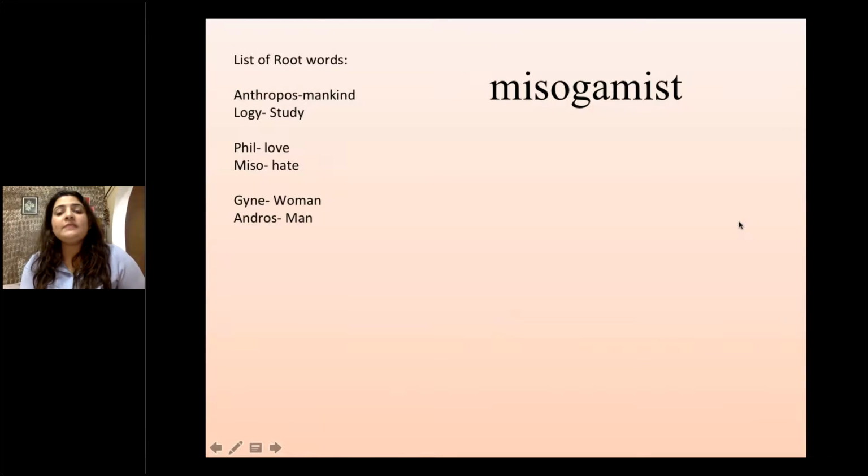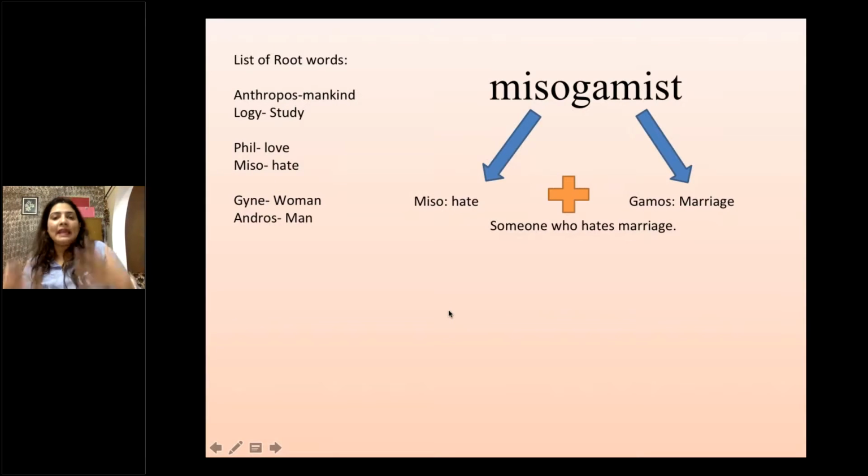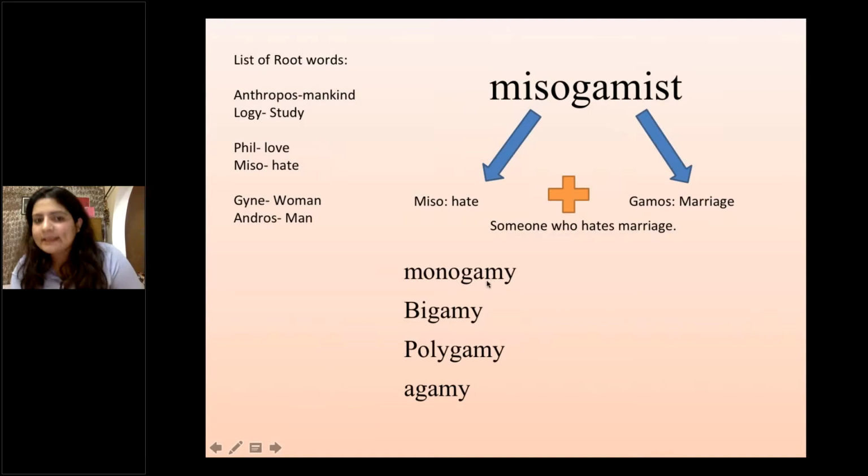Yes. Jasmeet, you're wrong. It's not game haters, but misogynist is something else. Misogynist. Mis is a root word. We all know what is mis? Hate. Right? And gamos is a root word which is marriage. Gamos means marriage. So what is misogynist? Misogynist is someone who hates marriages, who hates the concept of marriage. That is called, so person is called misogynist.